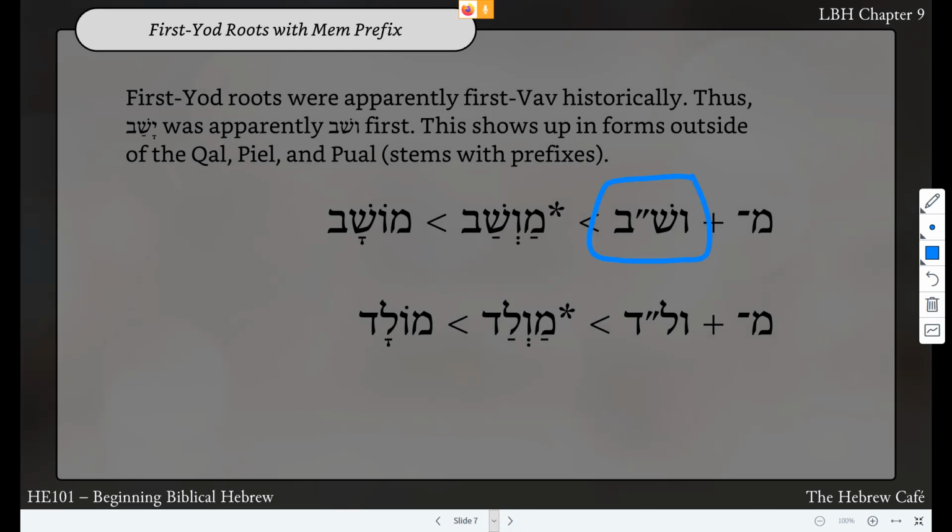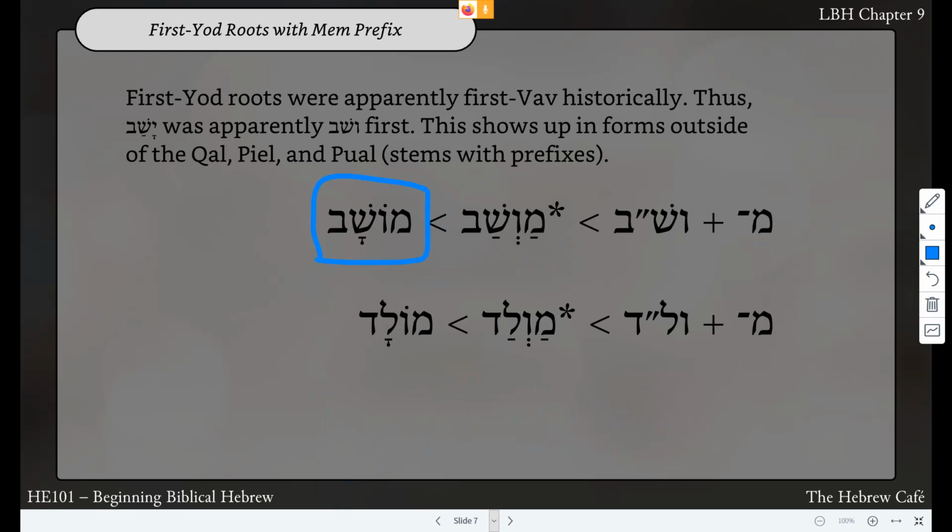You've got the root vav shin bet, that has the ma attached to it, like mafteach. Mafteach is a key. It has that ma attached to it. It becomes, historically, maushav. And that diphthong ow becomes o. Instead of maushav, it becomes moshav. Moshav means seat. This is the real form.